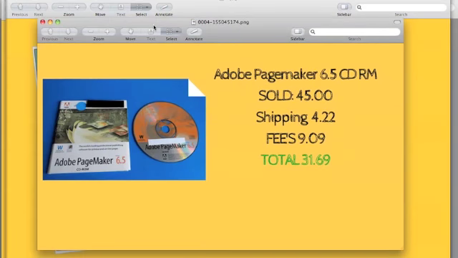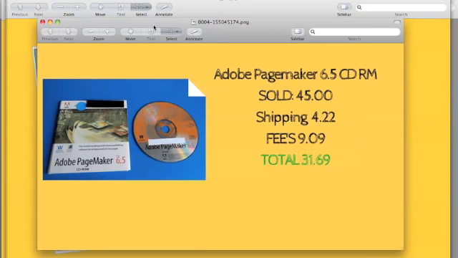Another thing to look for in softwares, look for outdated softwares that are hard to find. And this particular one is Adobe PageMaker 6.5 CD-ROM. Not a lot of people had this. This one is very hard to find. Because it was considered a CD, I bought it for about a dollar, and I sold it for $45. Shipping was $3.99. I did pay a few extra cents for shipping, which was not bad. So it came out to $4.22. Fees were $9.09. I made a total profit of $31.69. So this was amazing.